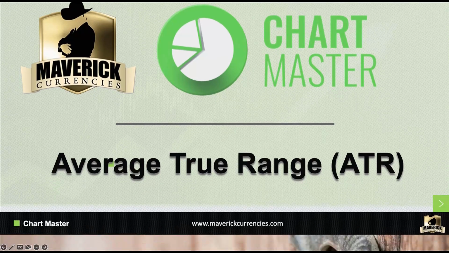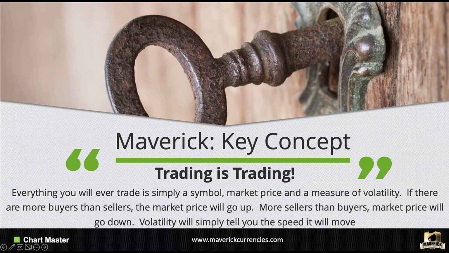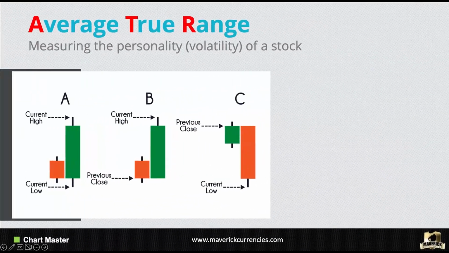So let's kick off with the key concept that trading is simply a symbol, a market price, and a measure of volatility. If there are more buyers than sellers, the prices will go up, and if there are more sellers than buyers, the prices will go down. Volatility simply tells you the speed at which it's moving, and average true range does a really good job at measuring that.